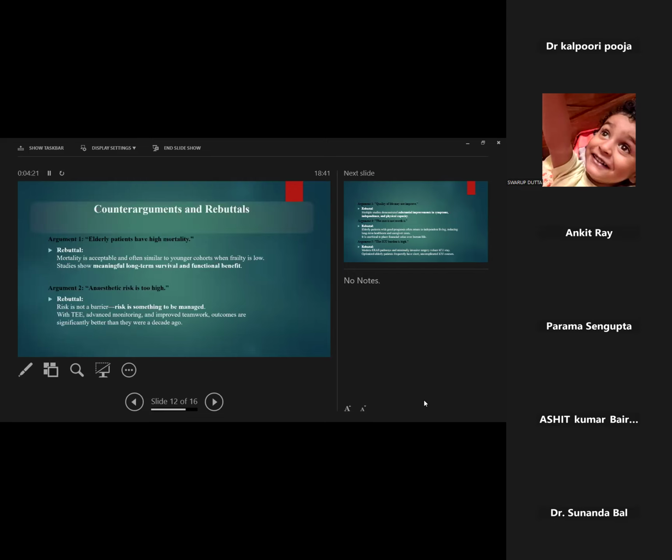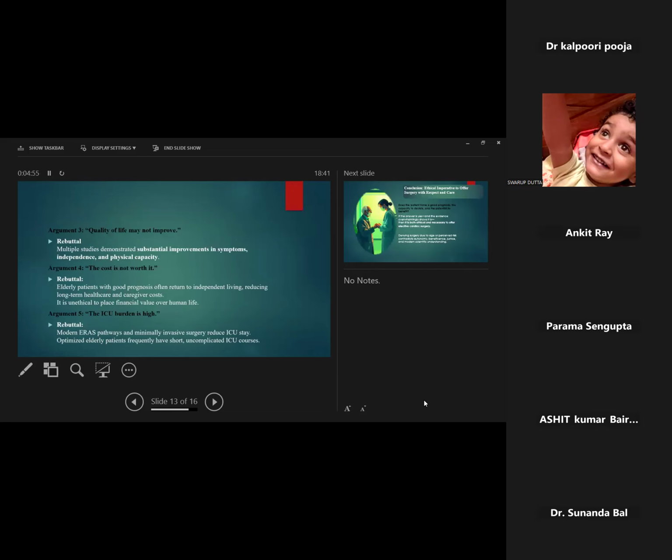So people may argue, what if elderly patients have high mortality? My take is that the mortality is acceptable and often similar to younger cohorts where the frailty is low. Studies show meaningful long-term survival and functional benefit. Then another argument can be that the anesthetic risk is too high. So the risk is not a barrier. Risk is something to be managed. With TEE, advanced monitoring and improved teamwork, outcomes are significantly better than they were a decade ago.